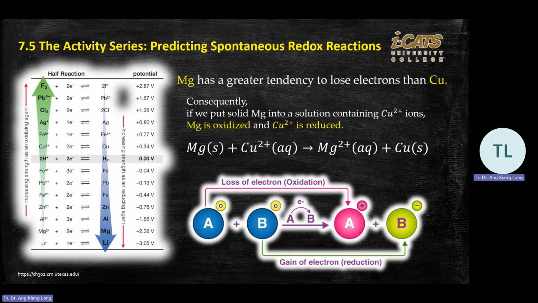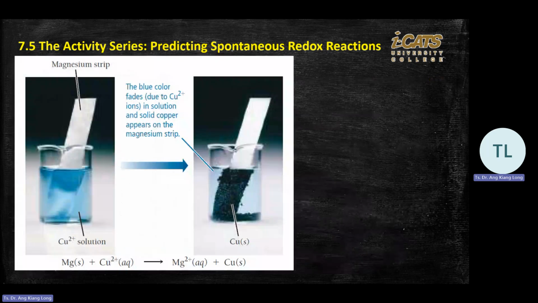This section asks you to predict the direction of the process. Sometimes the question will set up something like this, with a Cu2 plus solution here, and then you put in a magnesium strip, and ask you to predict what actually happens. Either the magnesium strip will show holes, meaning the solid becomes ion, you'll see tiny holes as the magnesium breaks into ions in the solution. It depends on the sequence in the table. In this case, copper will deposit on the magnesium.